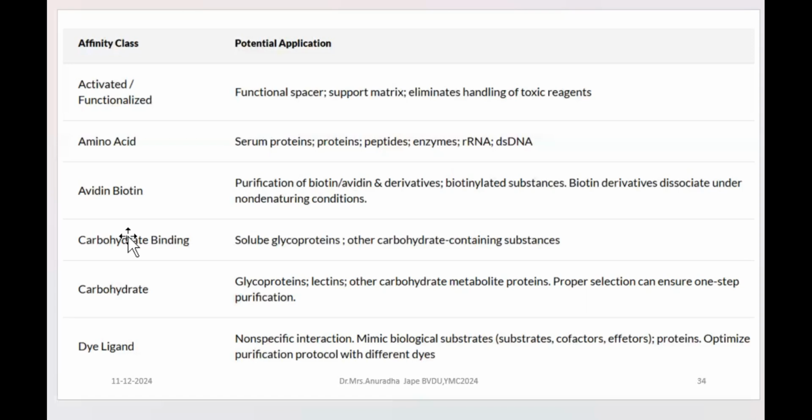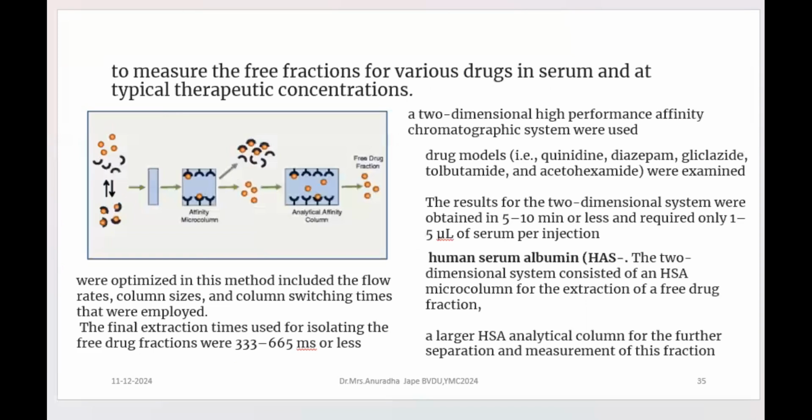So depending upon what you want to purify, what is going to be the potential application, you can decide its affinity class and use a specific ligand and prepare your support matrix accordingly, or rather I should say choose your support matrix accordingly, because these days all different types of support matrices with varied types of ligands and functionalities are available on the market.